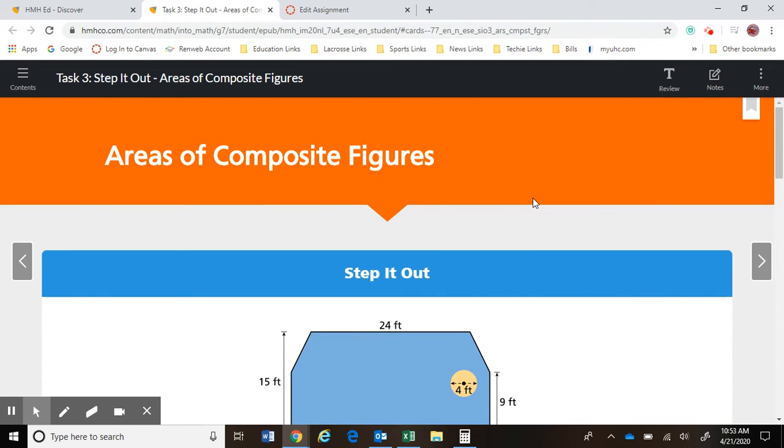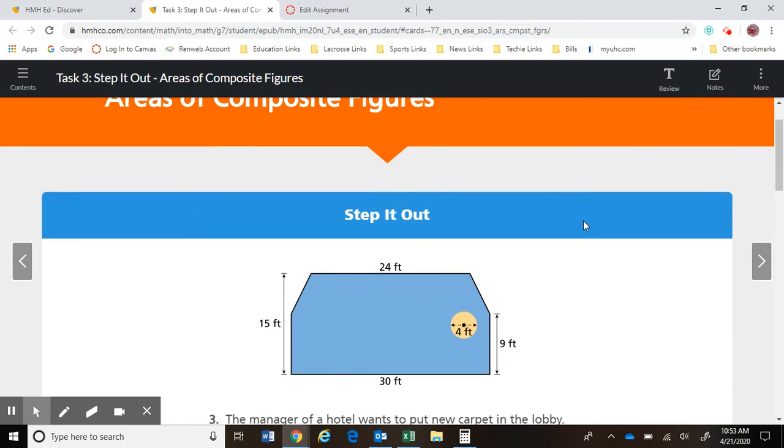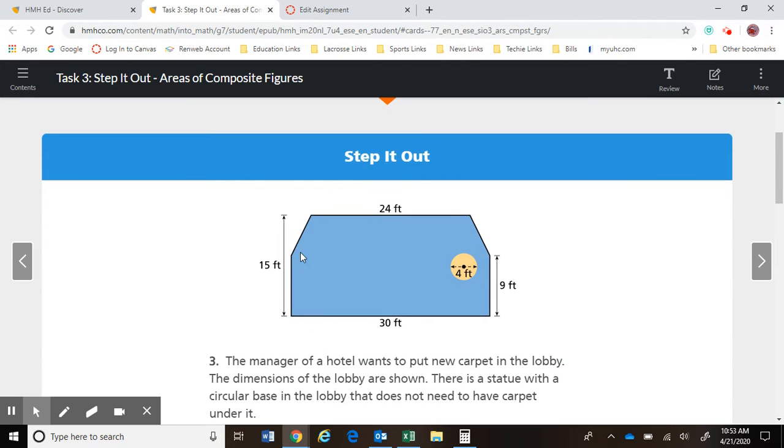All right, this tutorial is for Module 10, Lesson 4, Task 3 on areas of composite figures. This one is probably your most detailed because you've got a pretty involved composite figure here. Think about what figures you actually see here. What shape do you see?